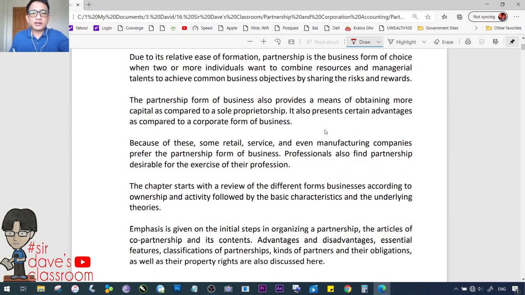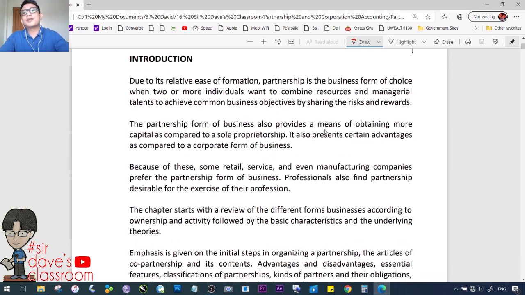Because of this, some retail service and even manufacturing companies prefer the partnership form of business. Professionals also find partnership desirable for the exercise of their profession. The chapter starts with a review of the different forms of businesses according to ownership and activity, followed by the basic characteristics and the underlying theories.